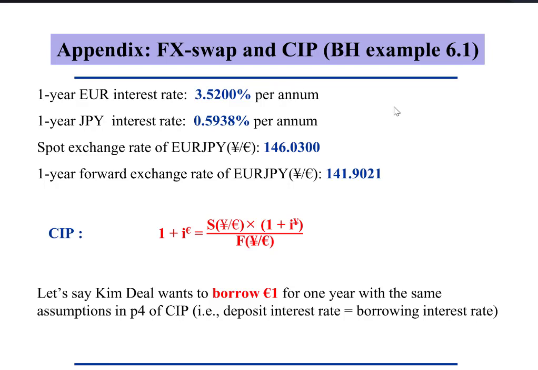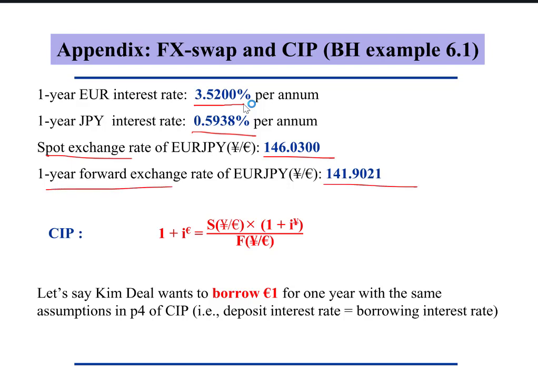I'm going to talk about another interpretation of CIP, covered interest rate parity, using the Pinder-Baker-Hardwick example 6.1 we used before. The 1 year euro interest rate is 3.5200% and the 1 year yen interest rate is 0.5938%. The spot exchange rate is given as 146.03. The 1 year forward exchange rate is given like this.